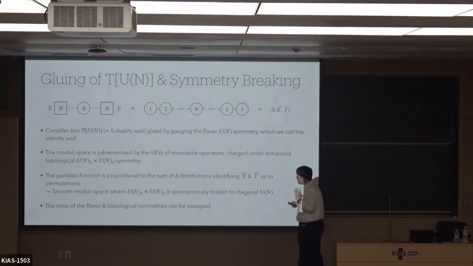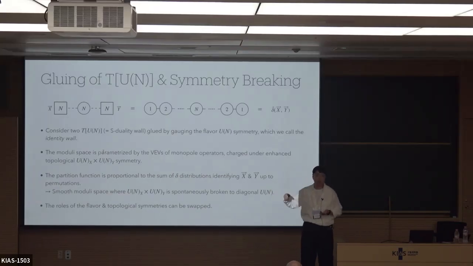The thing is that we can compute the partition function of this theory, and we found that the partition function is exactly delta between x and y, the two mass parameters. What does it mean? It means that the moduli space should be smooth, such that this U(N) times U(N) symmetry must be spontaneously broken at every point of the moduli space. So this delta encodes the fact that this theory has a smooth moduli space with non-zero VEV at every point.